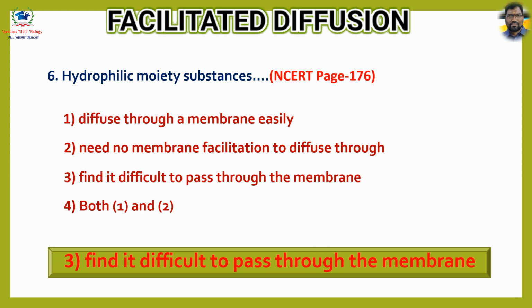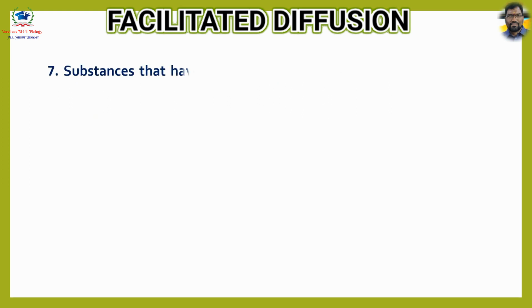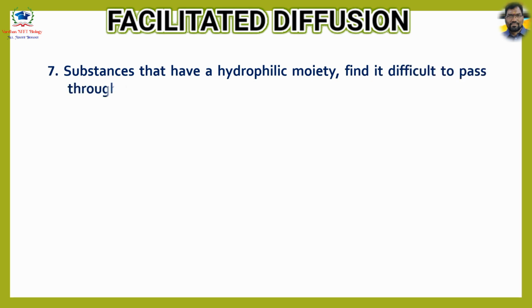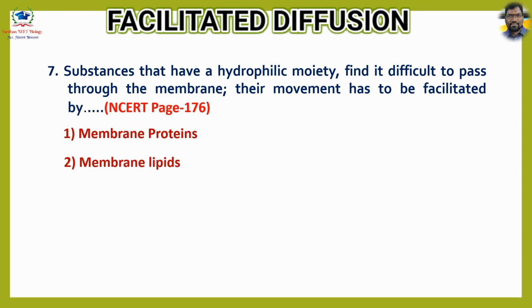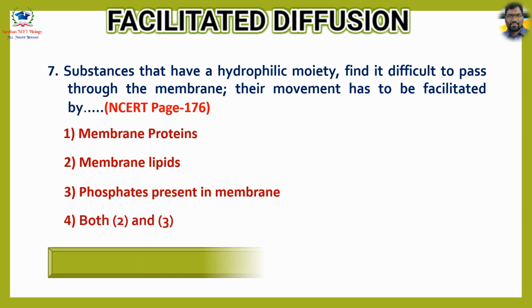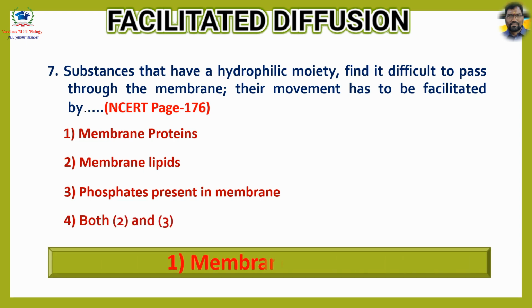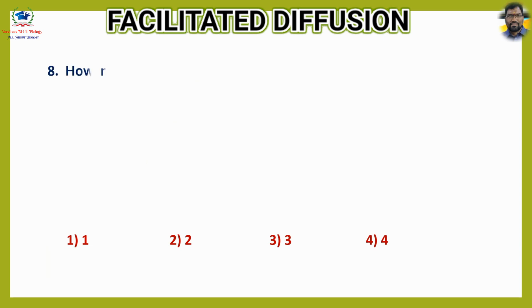Question number 7. Substances that have a hydrophilic moiety find it difficult to pass through the membrane. Their movement has to be facilitated by. Options are 1. Membrane proteins, 2. Membrane lipids, 3. Phosphates present in membrane, 4. Both 2 and 3. The answer is option 1. Membrane proteins.